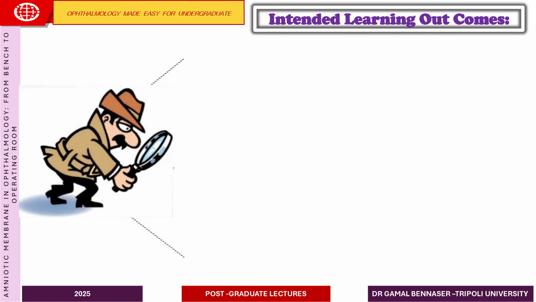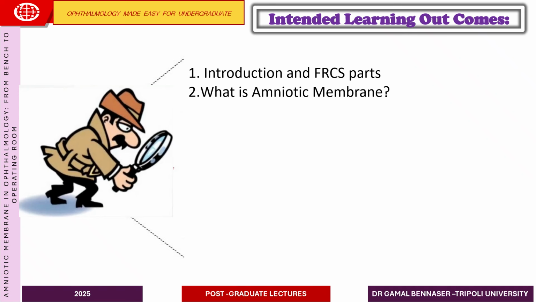Now, as we used to start with the intended learning outcomes, in this lecture we will start with a brief introduction to the amniotic membrane, but concentrating on speaking about the different parts of the FRCS and the reason why I chose this subject, as it is an important subject, especially in the FRCS exams for postgraduate students.